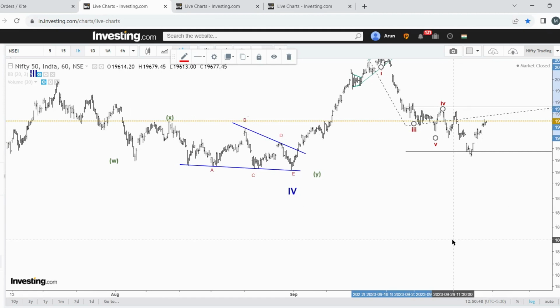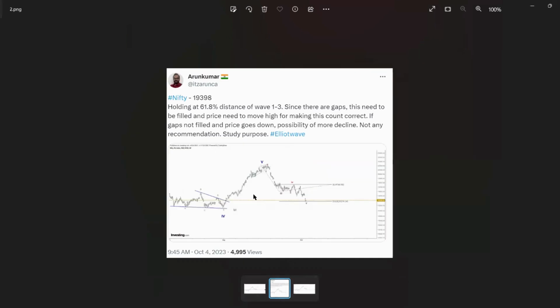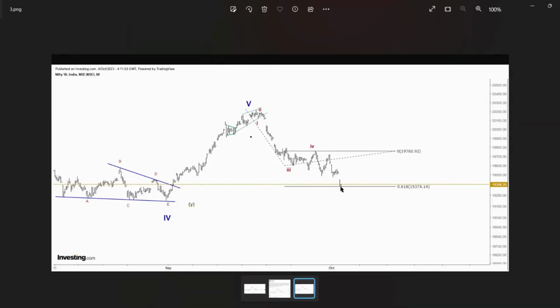That's why on October 3rd, I expected this move. Once the price crosses below this point, I expected an ending diagonal to complete wave A, that is another 2 legs down. But the price crossed this range also. So on October 4th, in the morning, when Nifty was trading around 19,398, I posted that the price was holding at the 61.8% distance of wave 1 of 3. The 61.8% distance of wave 1, 2, 3 comes around 19,374, and the price was holding at that time.